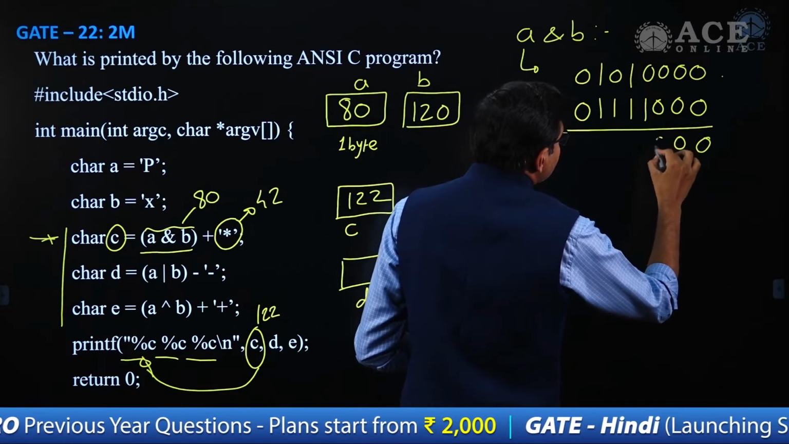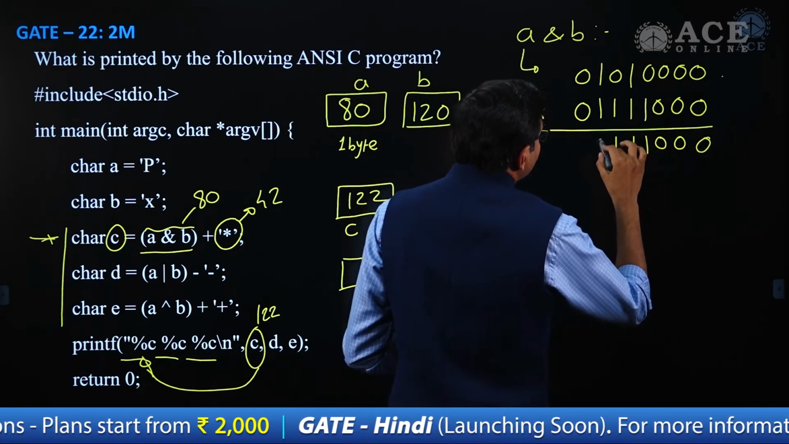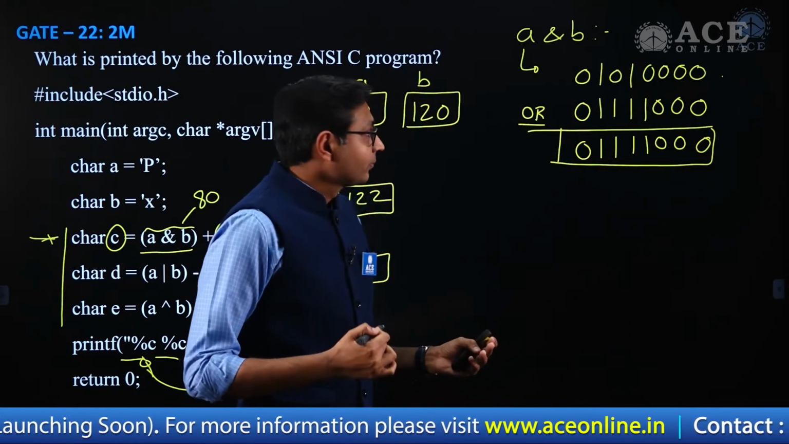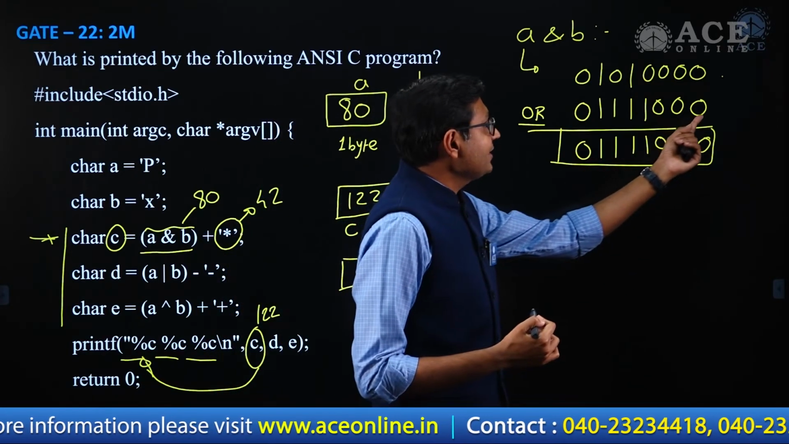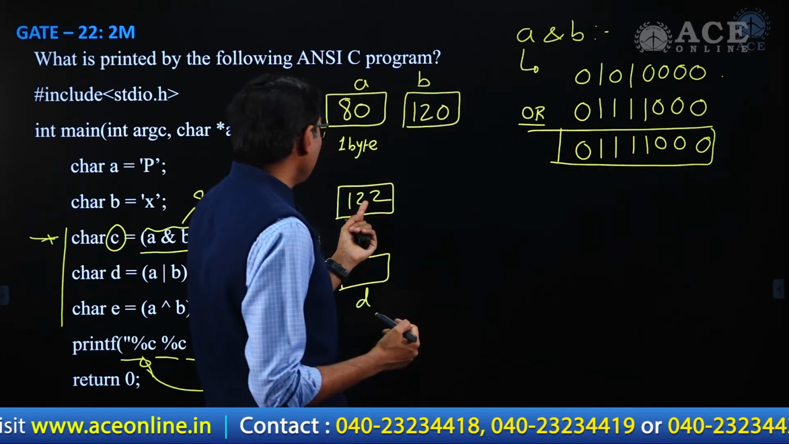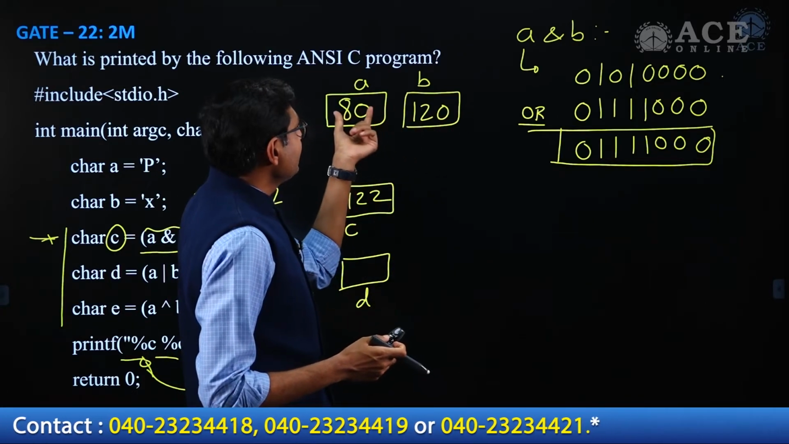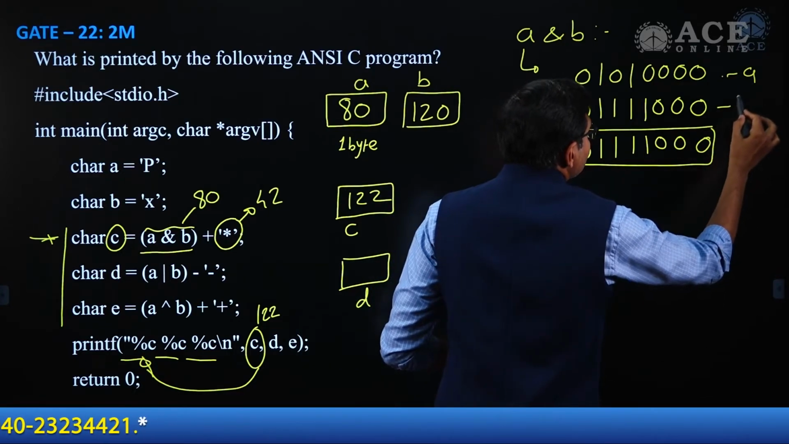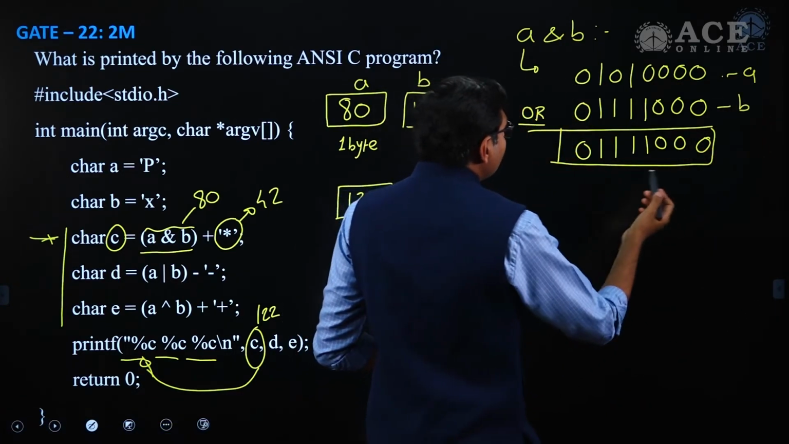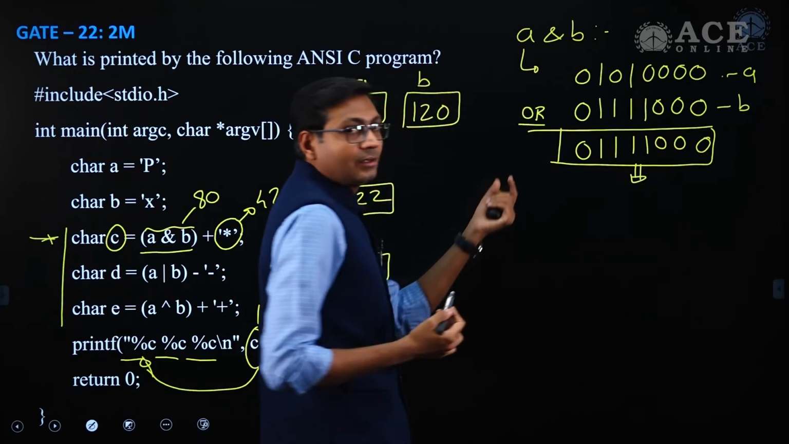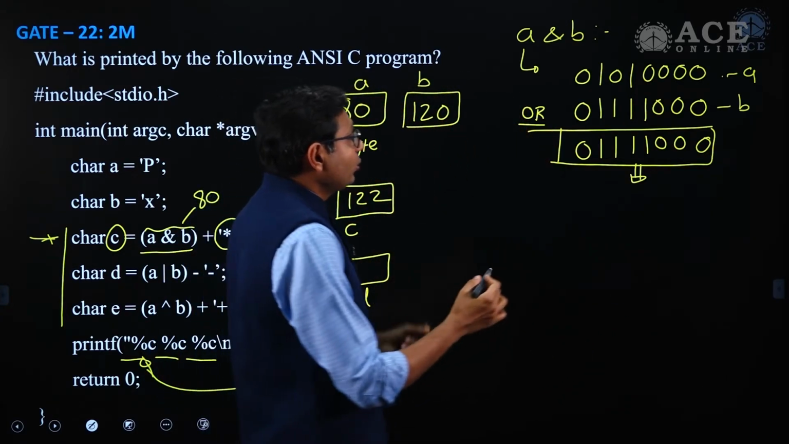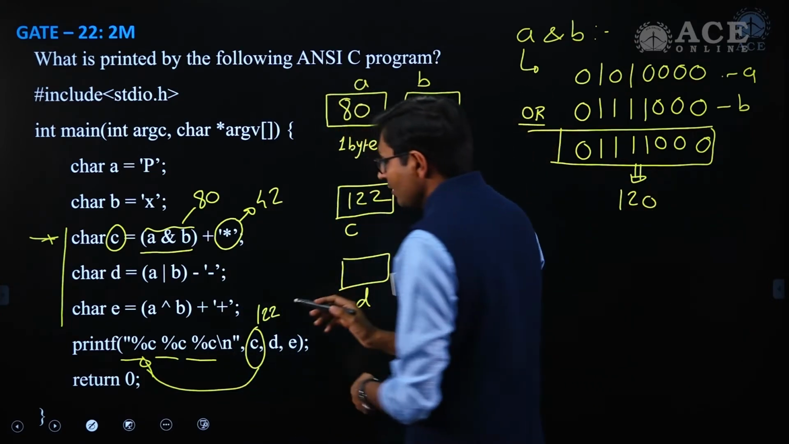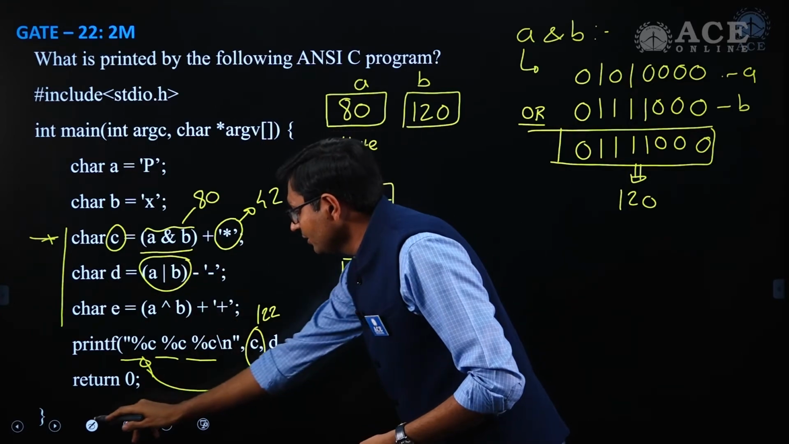0, 0, 0, 1, 1, 1, 1, 0. Is it not the same as this number? What is this? 120. A is 80, B is 120. This is A and this is B. So the outcome of bitwise OR is 120 only, and so this expression is 120, isn't it?